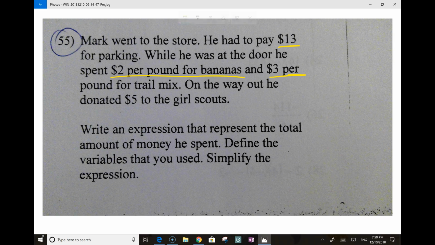And then $3 per pound for trail mix. So he bought 2 different items. We're going to use a variable representing the amount of each item that he bought. And then lastly, he donated $5. So we have a total of 1, 2, 3, 4 amounts that he spent. And so we're going to represent the expression like this.